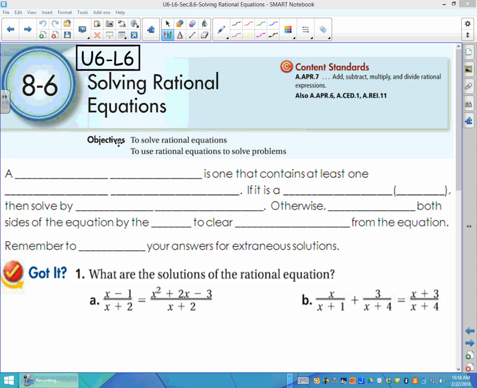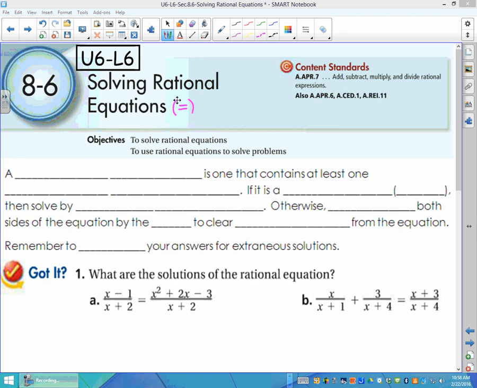Okay, today's lesson is lesson 6 from Unit 6, and it corresponds with section 8.6, solving rational equations. So I always like to ask my students, what's the difference between an equation and an expression? Because what we have dealt with up to this point has been expressions, and I hope you answered that the difference is an equation has an equal sign. Okay, so that's the main difference between an expression and an equation.